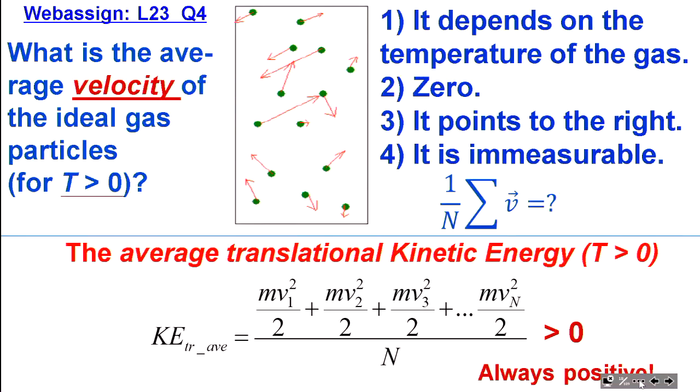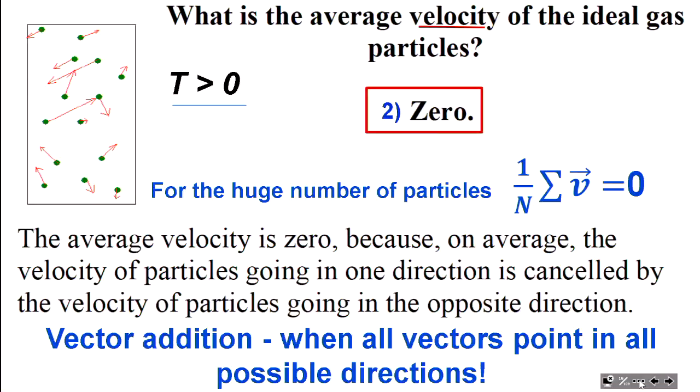And velocity is a vector, and we have to add all vectors together. If you look at this picture, for each arrow in one direction, there is an arrow in the opposite direction with the same magnitude. And how do we add vectors? Tail to head rule. So they all have to cancel each other out.